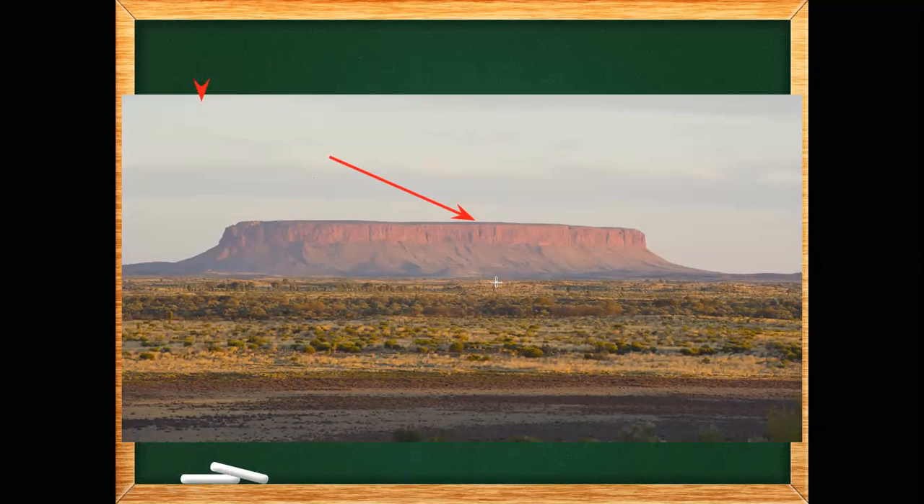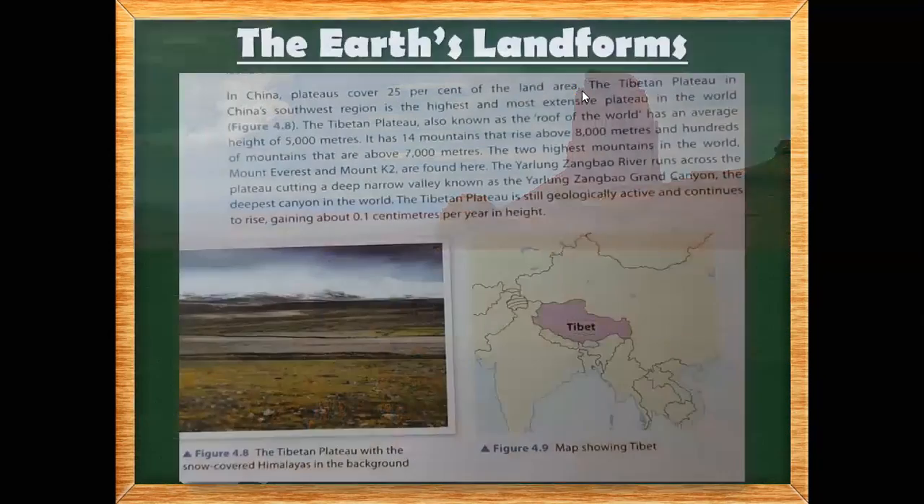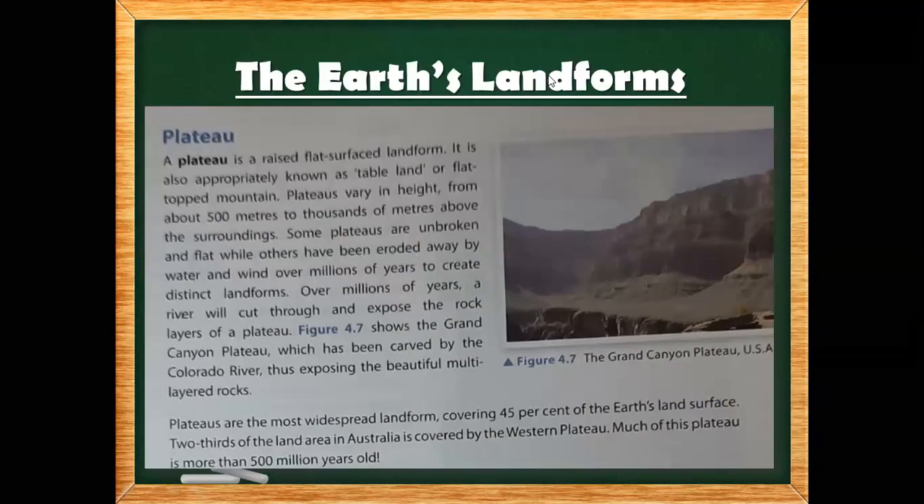Does everybody understand what a plateau is? Yes, sir. Okay, so now we are going back to the page. The page is saying this, see, this is another picture of a plateau. The mountain is there, but it is flat over the top. So this is a plateau. A plateau is a mountain which is flat at the top.